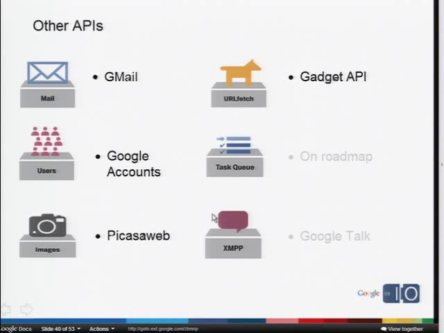So the really important takeaway from all of this is that the majority of these APIs are backed by servers that are used across Google by products much, much bigger than App Engine.